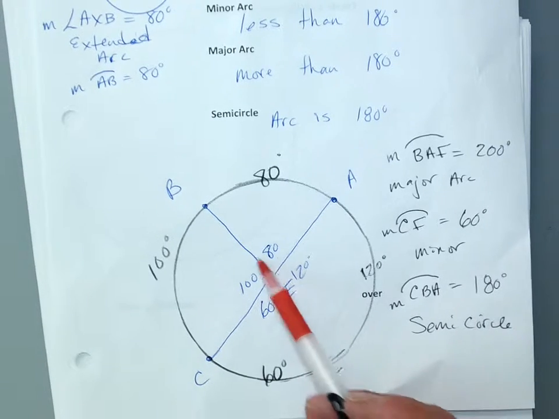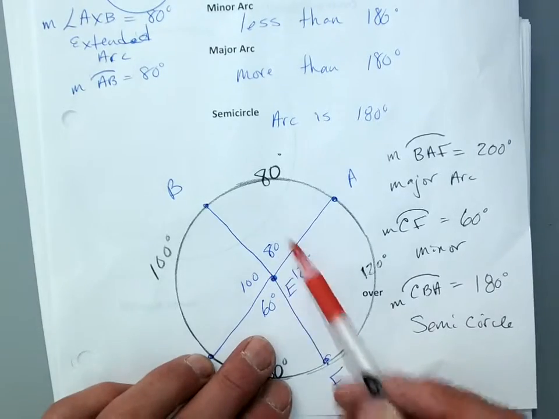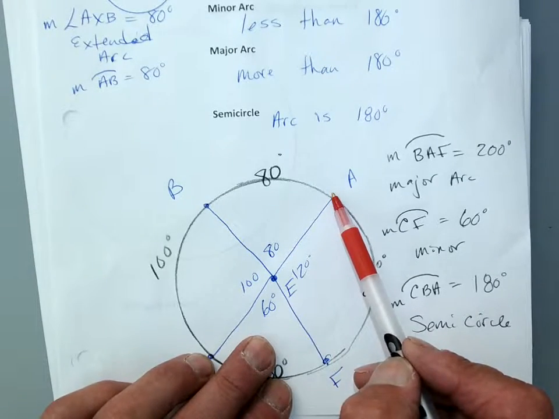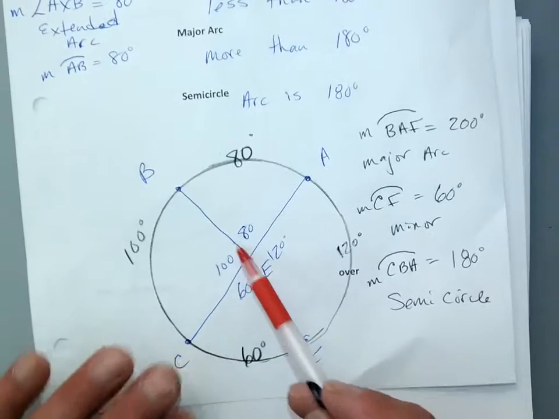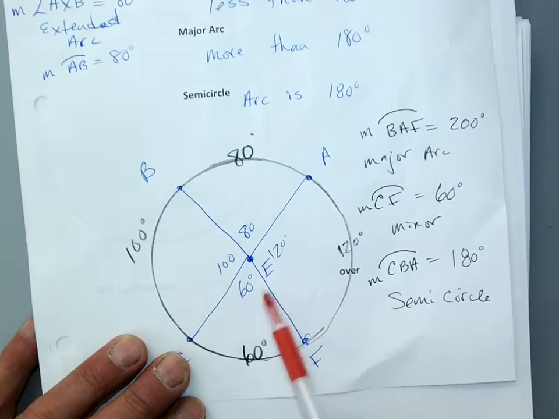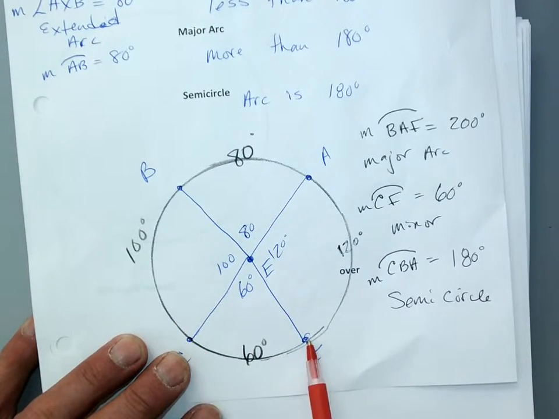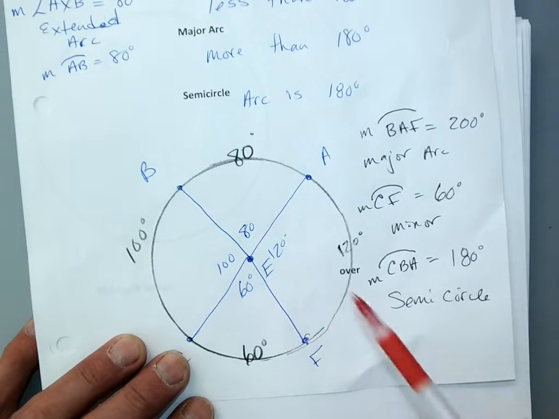So if this angle is 80 degrees, then its arc is also 80 degrees, right? If this angle is 100, then this arc is 100. If this angle is 60, then this arc is 60. And this angle has to be 120, so its arc is 120.